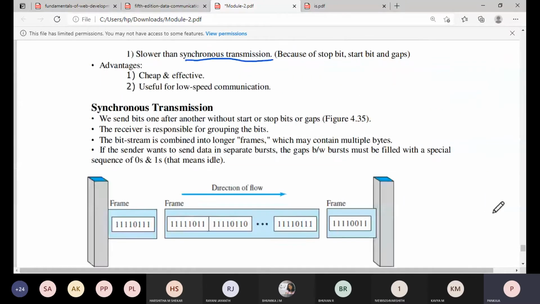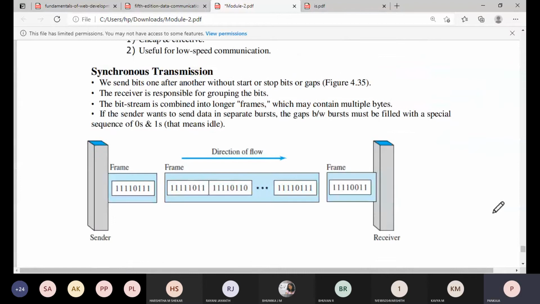So how does it work in the case of synchronous? In synchronous, there is no technique of adding any extra bits. Here we need to send bits one after another without start and stop bits. There is no bit mechanism or pattern to be followed. Just one bit at a time is transmitted and received at the receiver, and the receiver is responsible for grouping the bits, in terms of bytes or in terms of frames.